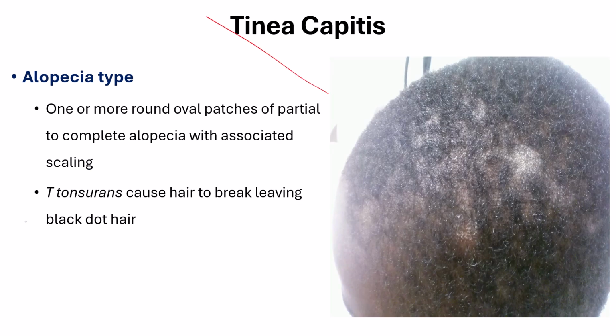We have different types of tinea capitis. First one, alopecia type. In the alopecia type, you will see one or more round or oval areas of hair loss, and you will see the skin is scaly, skin looks dirty, doesn't look clean, with black dots. What causes the black dots is the broken hair. Why? Because of the Trichophyton tonsurans.